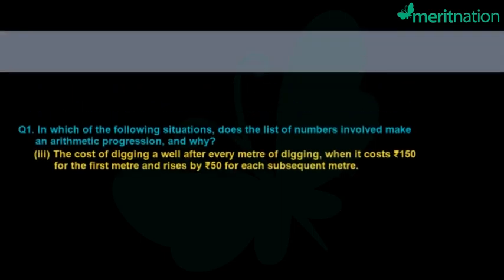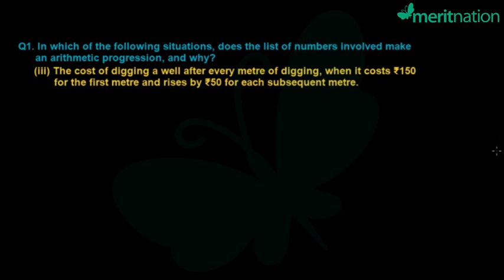The next part we have is this one. It says the cost of digging a well after every meter of digging, when it costs 150 rupees for the first meter and rises by 50 rupees for each subsequent meter. Okay, so the cost after digging 1 meter is 150 rupees. First meter, 150 rupees.